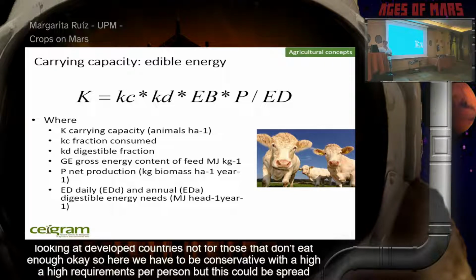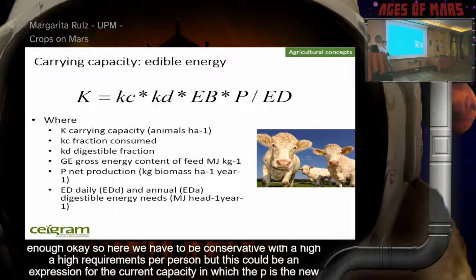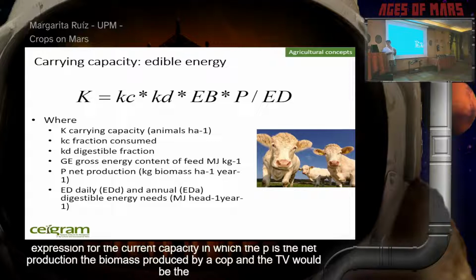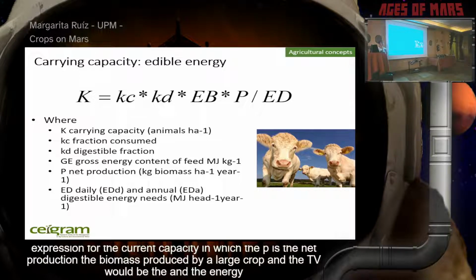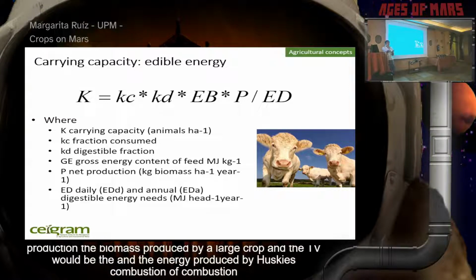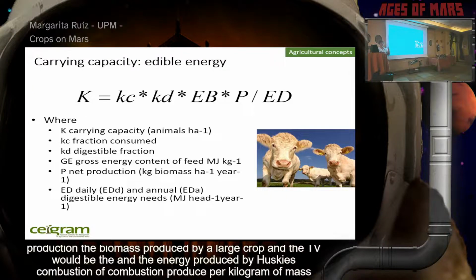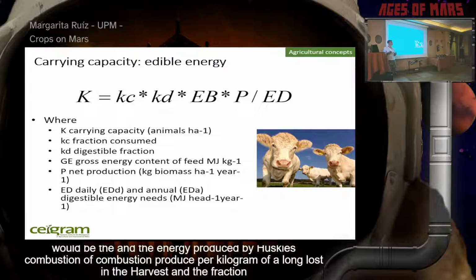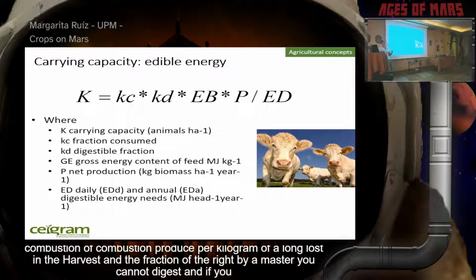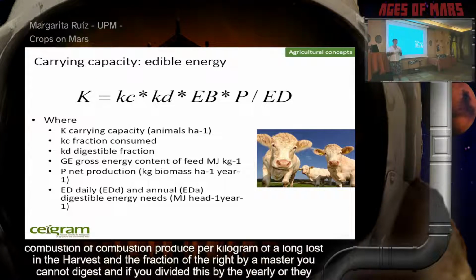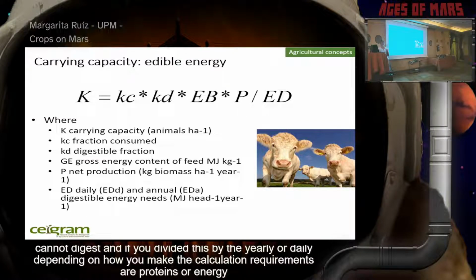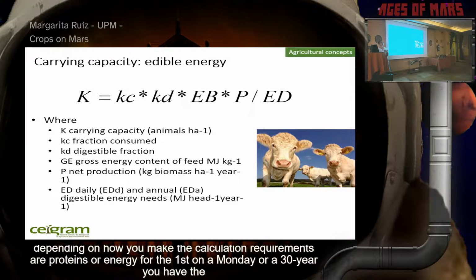But this could be an expression for the carrying capacity, in which P is the net production, the biomass produced by our crop, and EV would be the energy produced, the heat of combustion, produced per kilogram of this biomass, and then you have to subtract the part that is lost in the harvest and the fraction of the biomass that you cannot digest. And if you divide this by the yearly or daily, depending on how you make the calculation, requirements of proteins or energy per person per day or per year, you have the carrying capacity of your biomass.